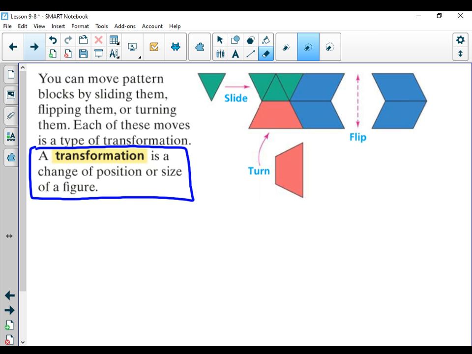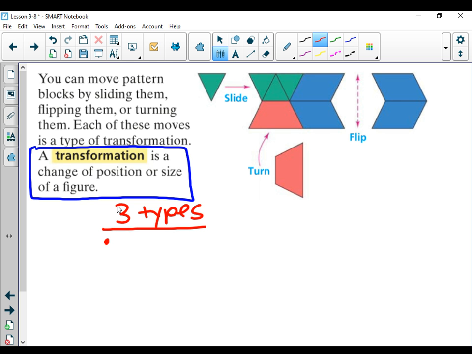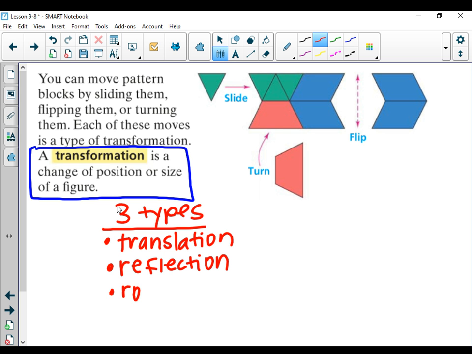There's 3 types of transformations. One is that fancy word translation. Come back tomorrow for reflections. And then there's a 3rd type, rotation, but you don't need to know that till your high school self learns it in geometry. So your 7th grade self needs translations and reflections.